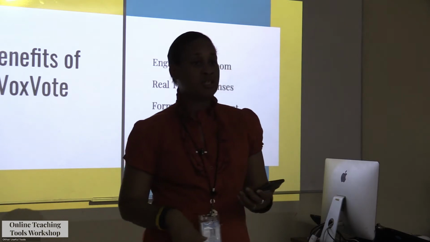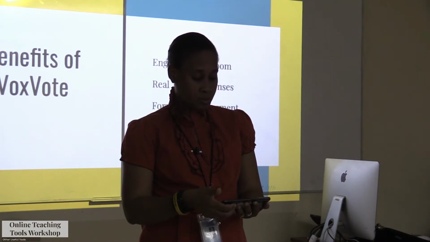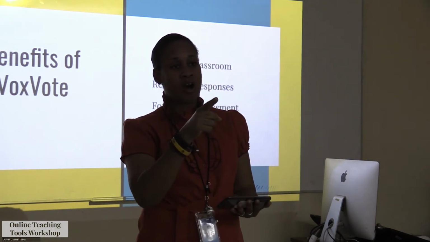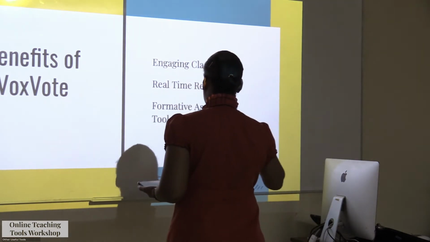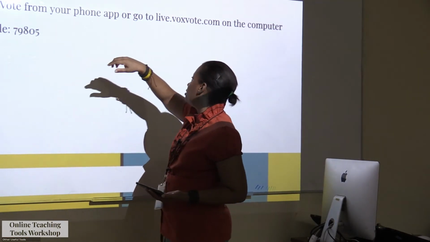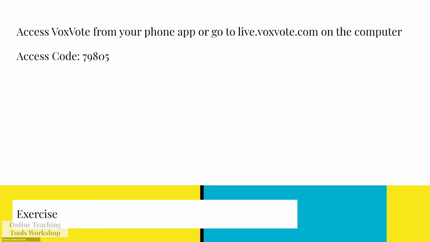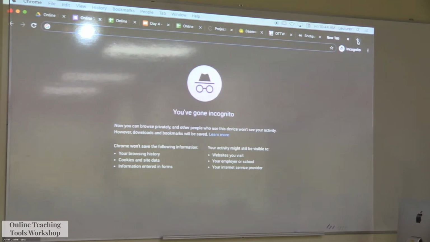All right, what I want you to do is go to live. If you have the VoxVote app on your phone, you can put in this access code, or you can go to live.voxvote.com and put in the access code. In the meantime, I am going to go into my VoxVote account.